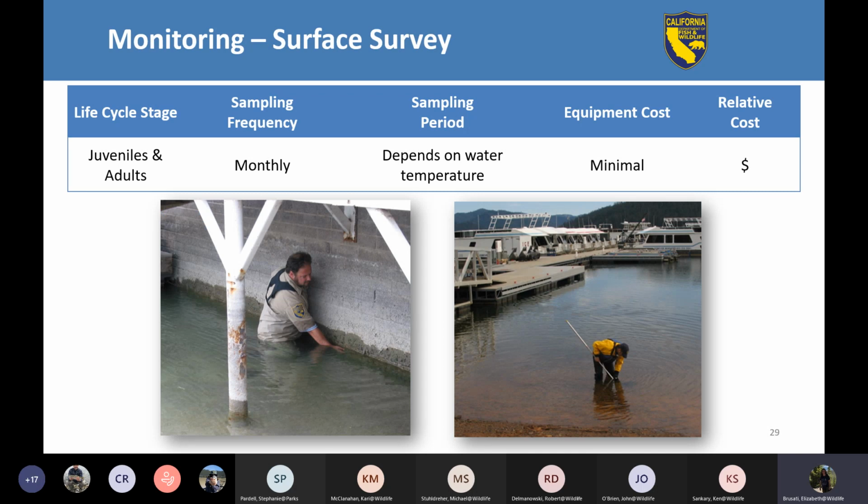is used to detect both juvenile and adult mussels as they're starting to settle on hard substrates. It's typically done monthly. The period during the year will depend on the water temperature in relation to when mussels can survive. It's pretty minimal equipment cost. It's mostly just your staff time. And basically you're doing a survey of all hard substrates, a dam, a dock, rocks, things like that.